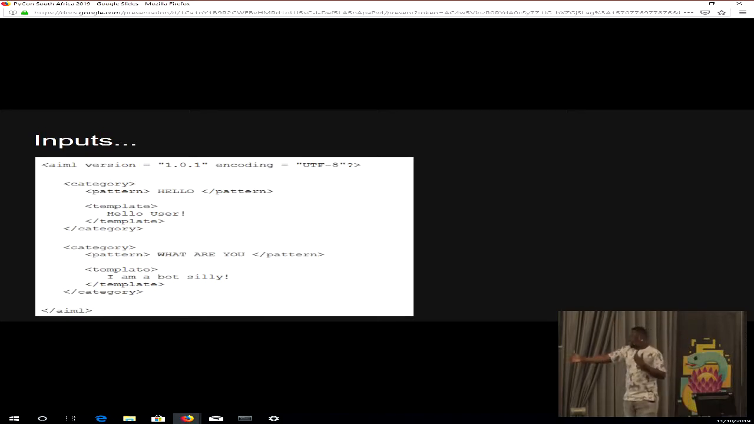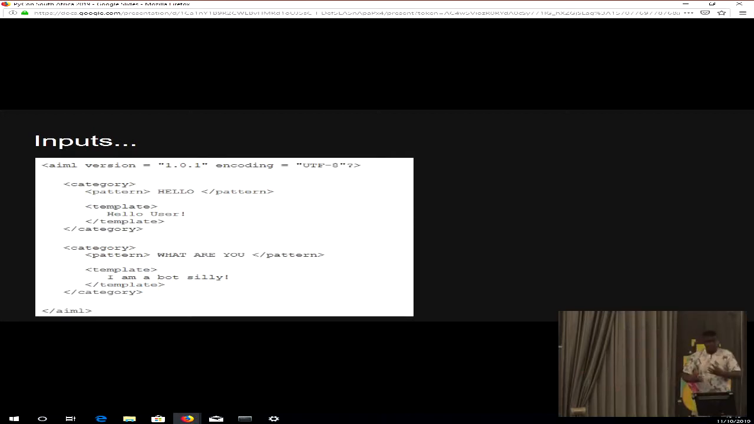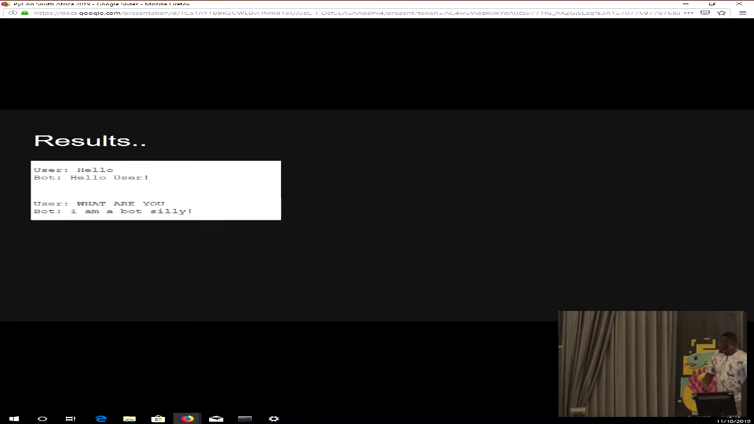Because if you understand this, if you are a beginner, or maybe have average skill with chatbots, and you have the skill, I know you're going to try a lot of frameworks that suit you. But it's just the basics for you to get that knowledge. So these are just the results. The user says hello, and the bot says hello user. What are you? I'm a bot.